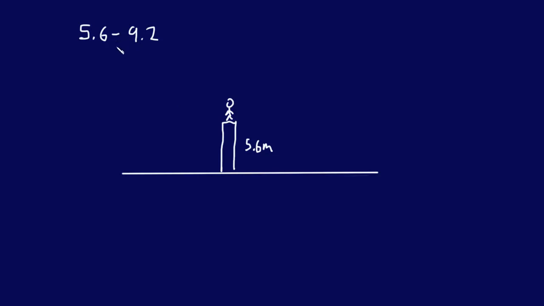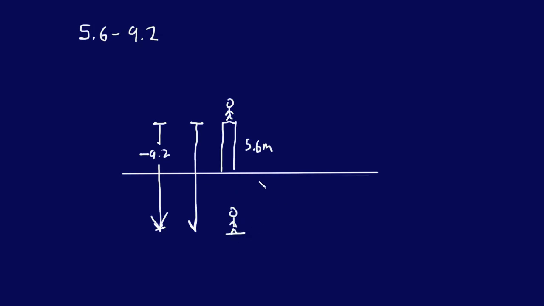And where does he go next? Is he going to be going up or down? Well, the negative sign tells us he's going down. From this point, he's going down 9.2. And we know he's going to end up underground because 9.2, the absolute value of negative 9.2, is greater than 5.6. So this whole distance from here to here is 9.2, and he's going in this negative direction. And so where does he end up? He ends up down here.